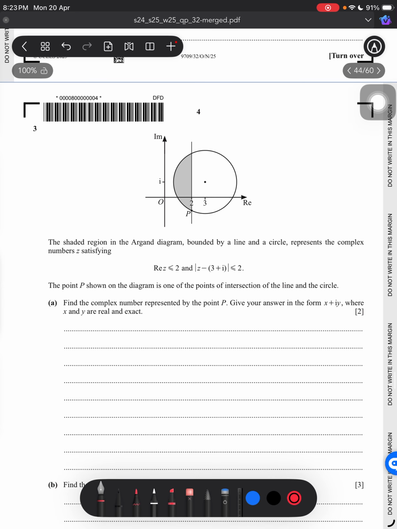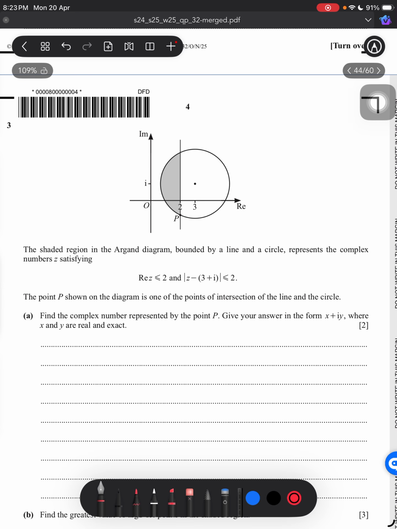In question number 3, there is a shaded region in the Argand diagram bounded by a line and a circle. It represents a complex number z satisfying the given conditions, and the point P shown on the diagram is one of the intersections on the line. Find the complex number represented by P. The answer must be in the form x plus iy, where x and y are real and exact values.